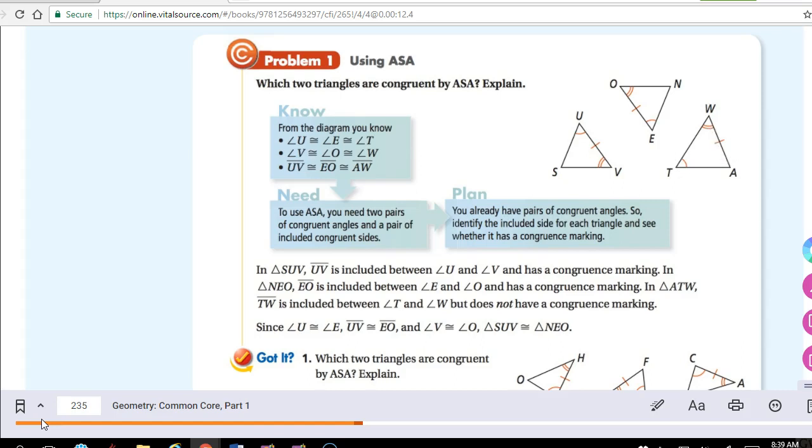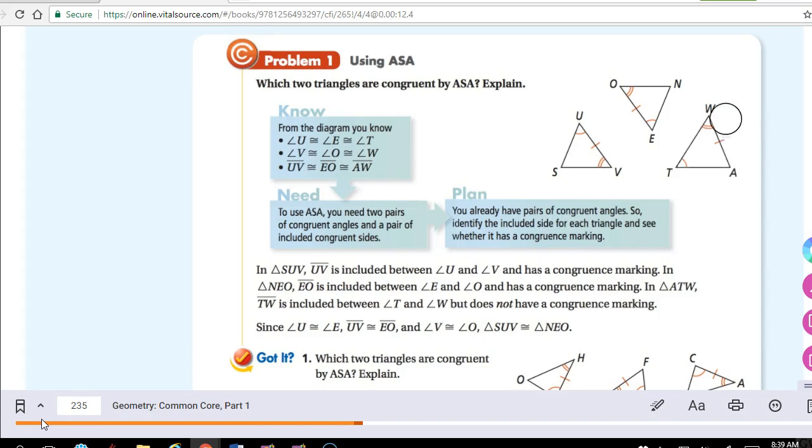Okay? So what it's trying to explain here is in triangle SUV, UV is included between angles U and V, just like I was telling you, and has congruent markings. In triangle NOE, EO is included between angles E and O, and it has congruent markings, just like I showed. In ATW, TW is included between angles T and W, but it doesn't have the congruent marking.